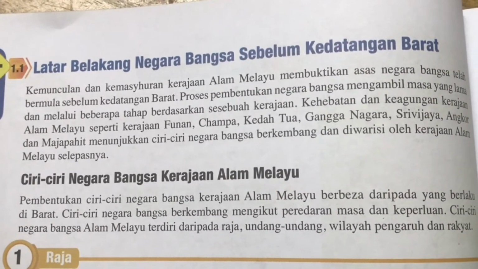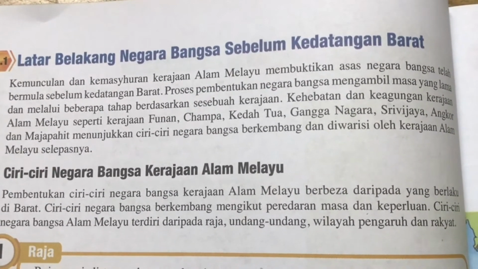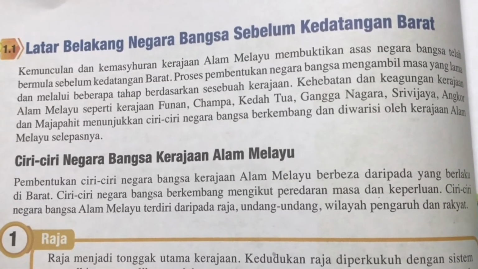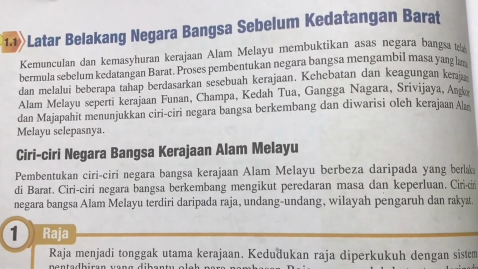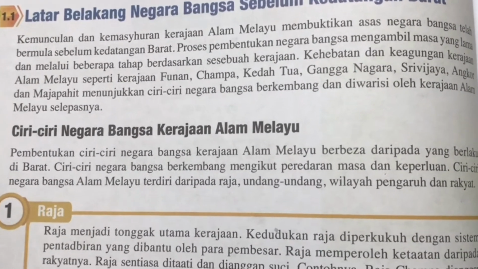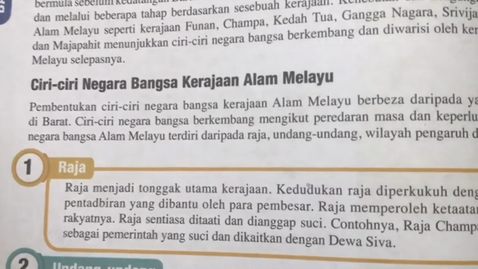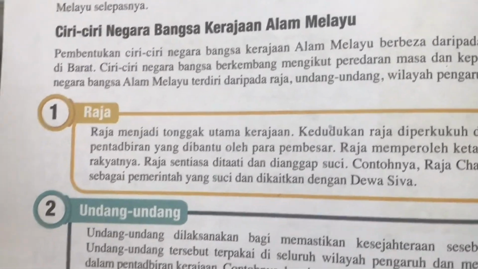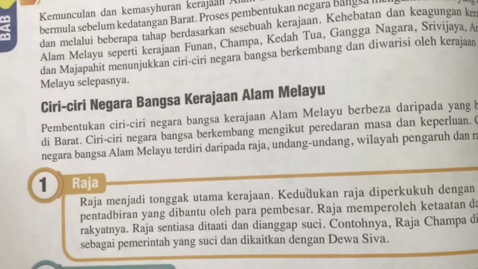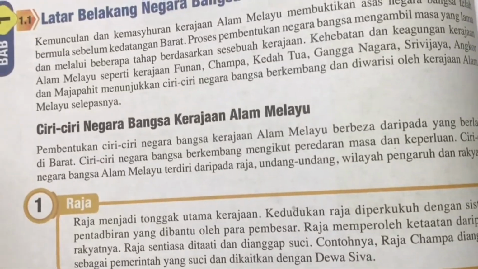Kemunculan masyarakat alam Kerajaan Alam Melayu membuktikan asas negara bangsa telah bermula. Namakan kerajaan-kerajaan tersebut. Then they give you 4 spots, then you answer. You get what I'm saying? Alright, ciri negara. Okay, so you have what? 1, 2, 3, 4. Now you have to remember. Come on, Raja, you should dah ingat.